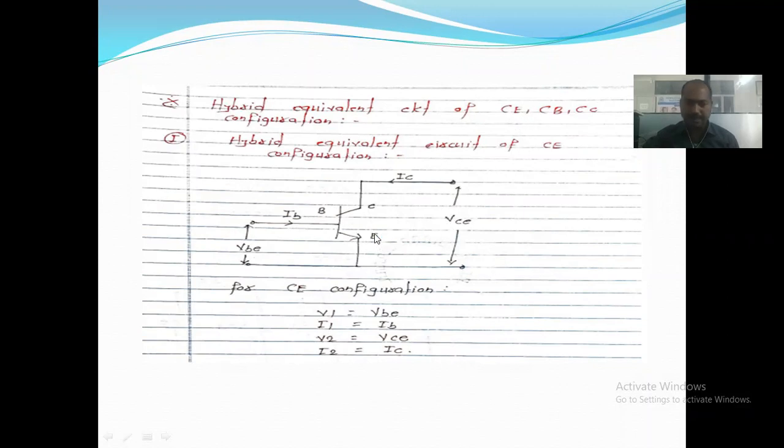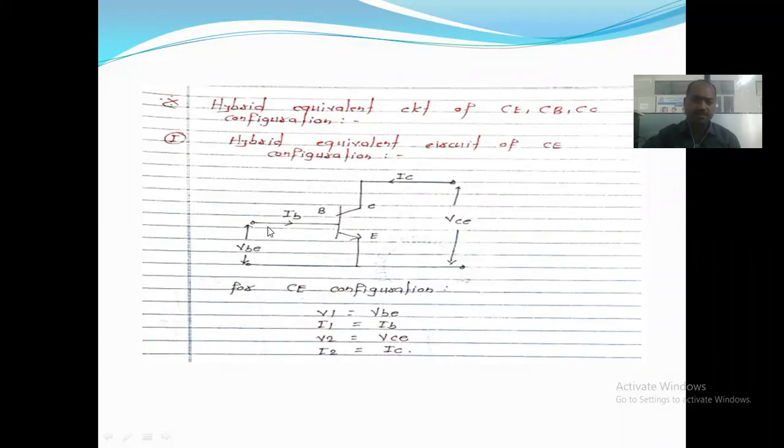Common emitter indicates this: we know that a transistor has 3 terminals, collector, base, and emitter. The emitter is common, meaning this terminal is common between input and output. It should be connected such that we apply the voltage between the base and the emitter. Whatever input voltage is applied will be between the base and emitter. That's why it is called VBE, the voltage applied between the base and emitter terminal.